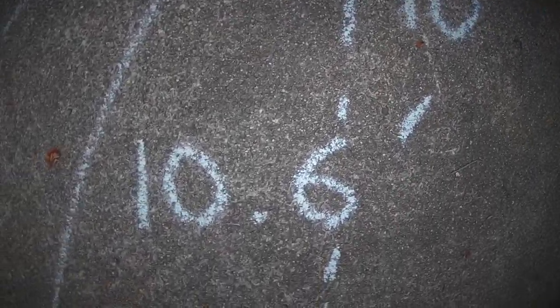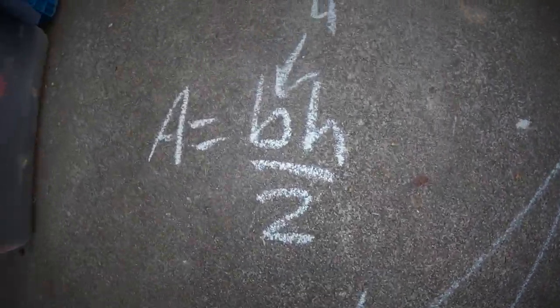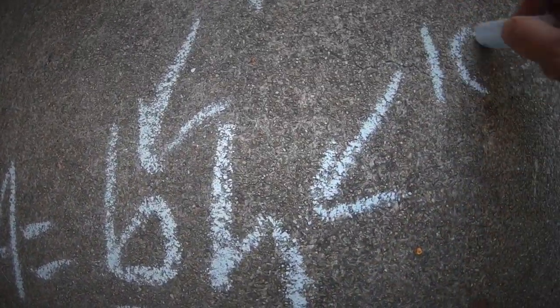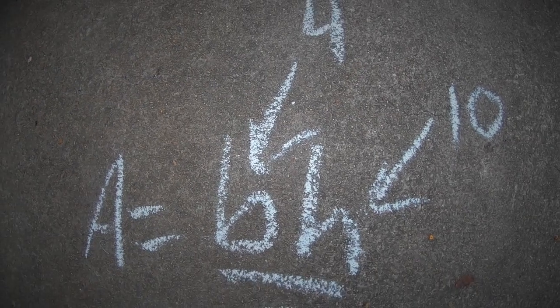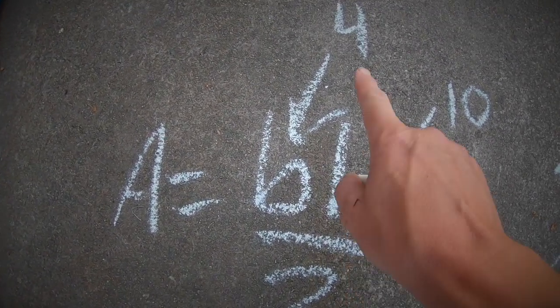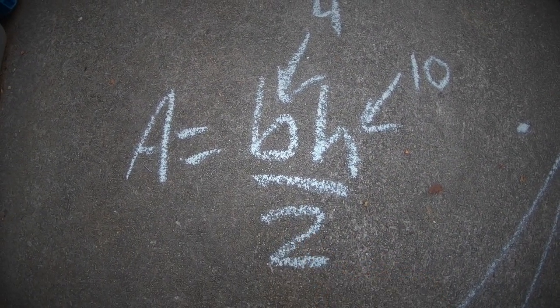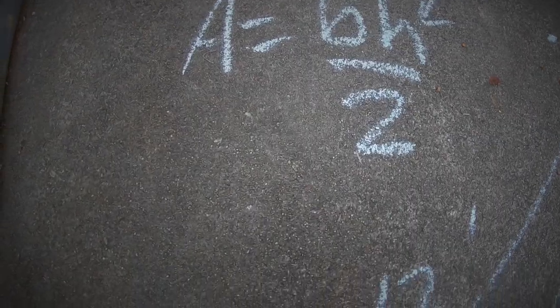So it wasn't 10.6, it wasn't 12 feet, it was 10. So I'm gonna pop the 10 in for the height over here. That's gonna be a 10. So it's gonna be 4 times 10 divided by 2. You probably know what that is. 4 times 10 is 40, and we only want half of that. Yeah, that's 20. 20 squared feet.